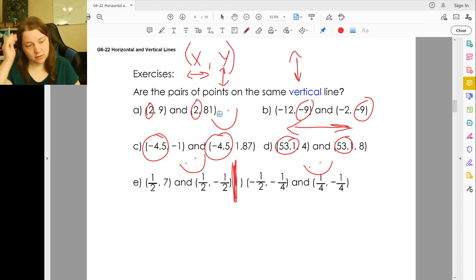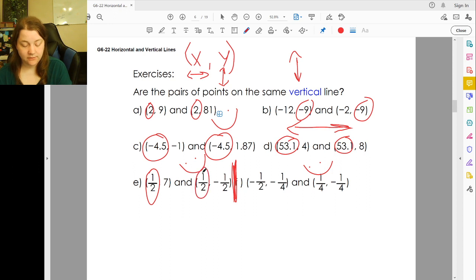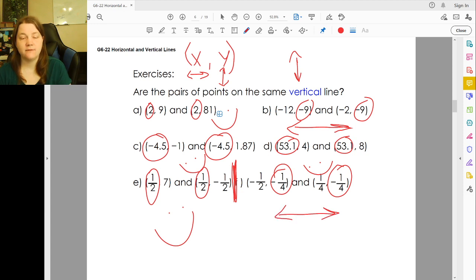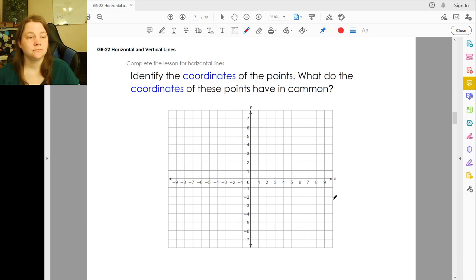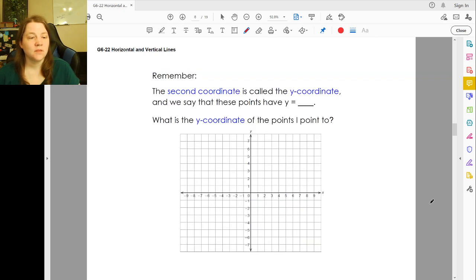Letter E ends right there. It's a little bit difficult to see. Letter E has the same x coordinate. So they're both going to be somewhere on that 1/2. But if we look at letter F, negative 1/2 and 1/2 are not the same. Negative 1/4 and negative 1/4 are. So this is going to be on the horizontal line, excuse me. The second coordinate is called the y coordinate.